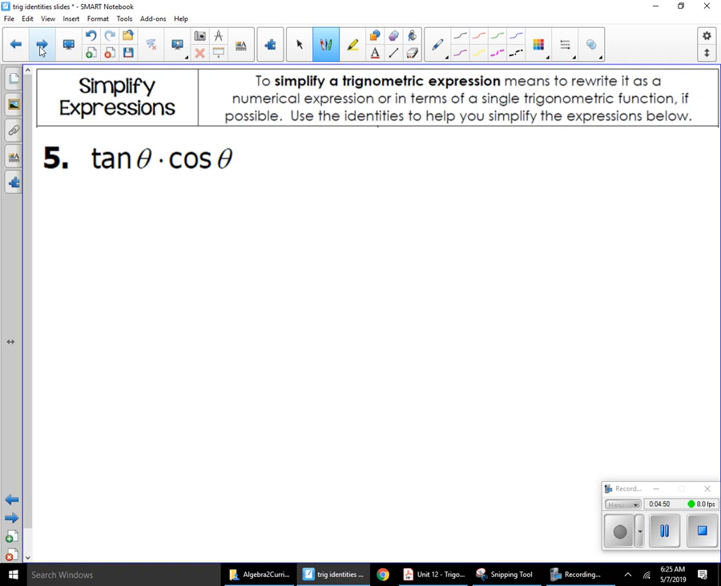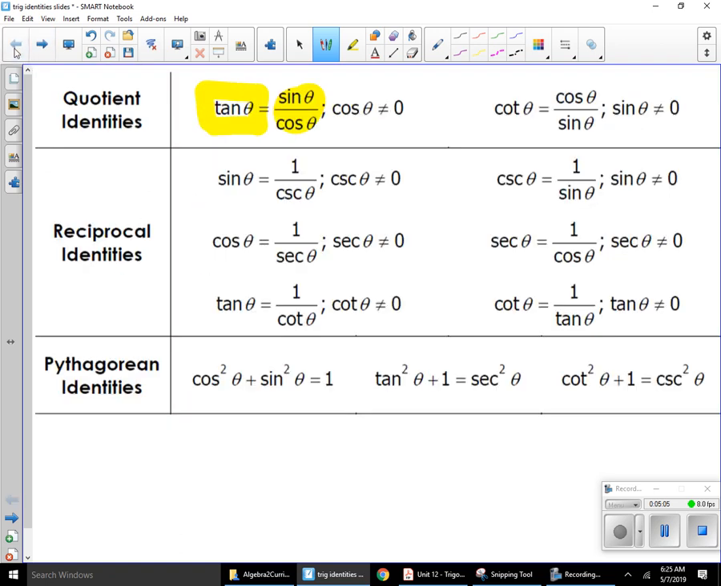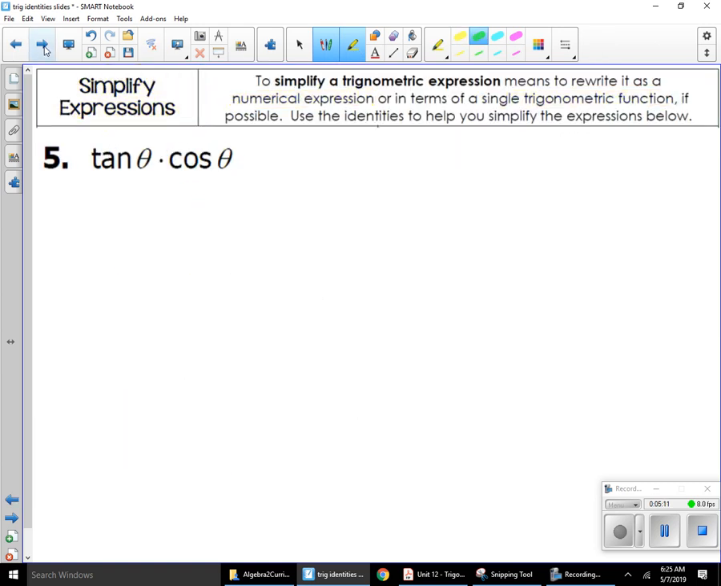Taking a look at 5, I now have tangent and cosine. Well, neither one of those is one of our reciprocals. We don't have, for example, cosecant, secant, or cotangent here. But going back 2 slides, I can take that tangent and rewrite it as sine over cosine. So tangent is the same thing as sine over cosine. Do that substitution in green.